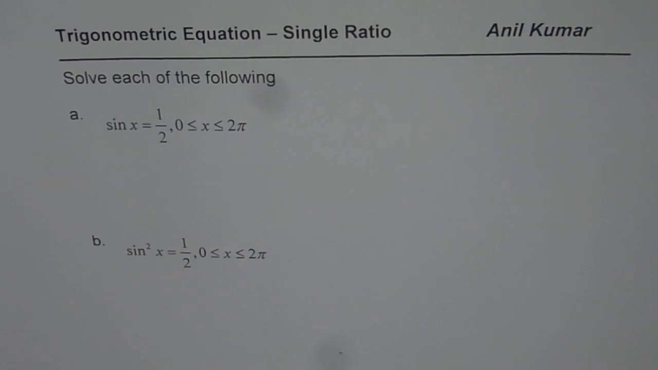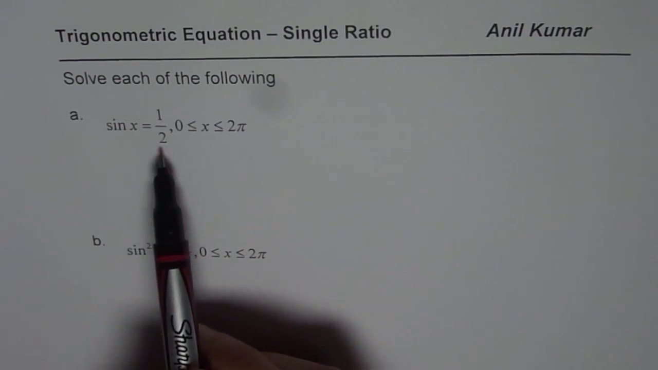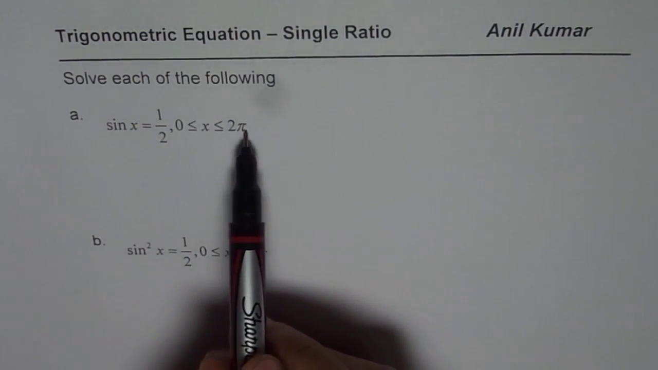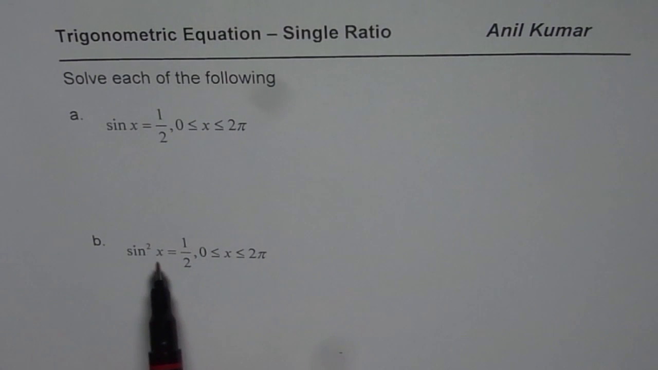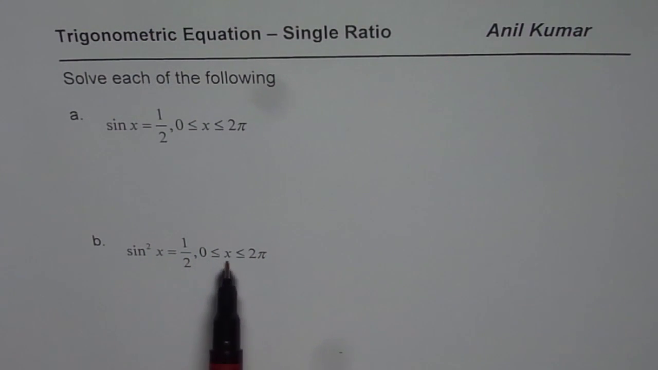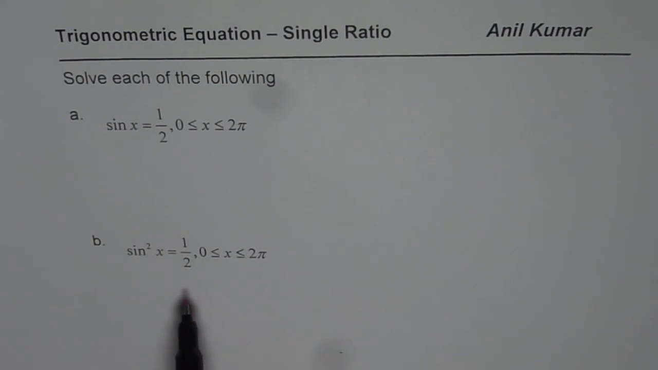I'm Anil Kumar, and in this video we will practice what we have learned to solve trigonometric equations. We have two examples here and let's go through them. The first one is sin x equals to half, where x is between 0 to 2 pi. The second one is sin square x equals to half, where x is between 0 to 2 pi. They look similar, but they're very different questions, right?